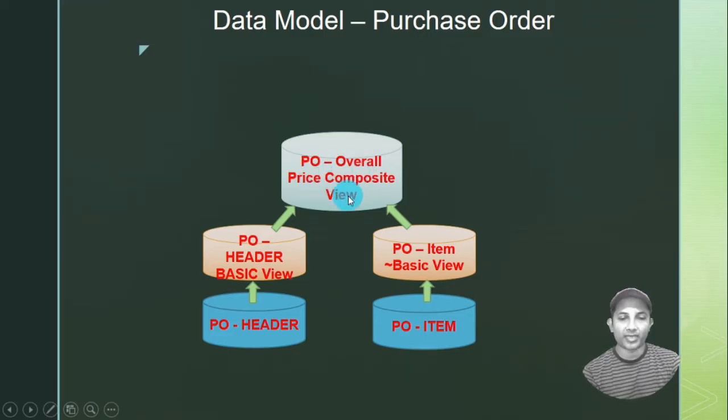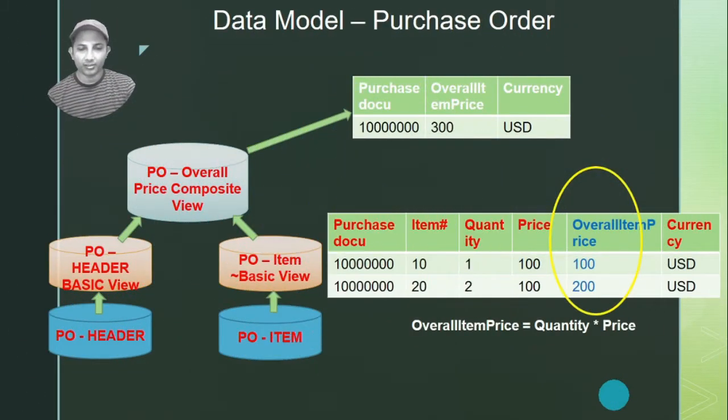So now I'll be adding a very simple logic to this item table as well as to the overall view. Here you can see we have the purchase order item price and quantity. The price and quantity are actual fields, whereas the overall item price is a calculated one, and I'm using a simple calculation, that is quantity multiplied by price. So the first item contains 100, and this one contains 200.